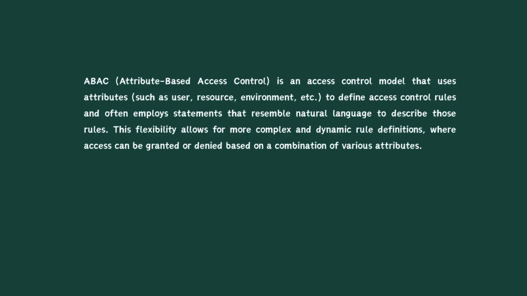ABAC, Attribute-Based Access Control, is an access control model that uses attributes, such as user, resource, environment, etc., to define access control rules, and often employs statements that resemble natural language to describe those rules. This flexibility allows for more complex and dynamic rule definitions, where access can be granted or denied based on a combination of various attributes.